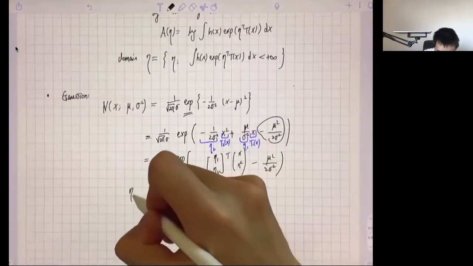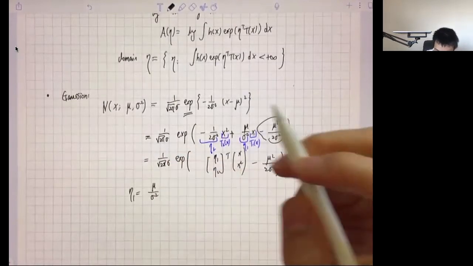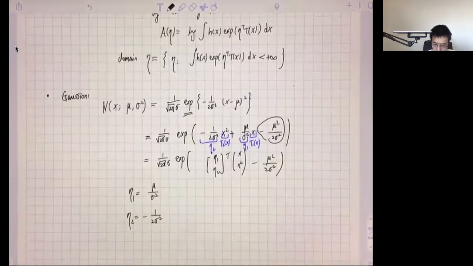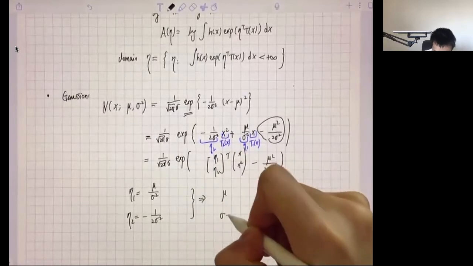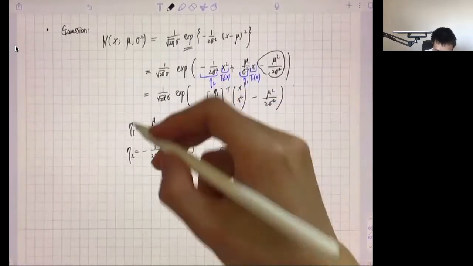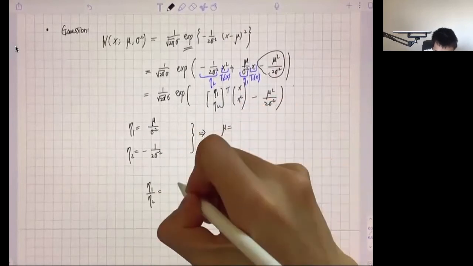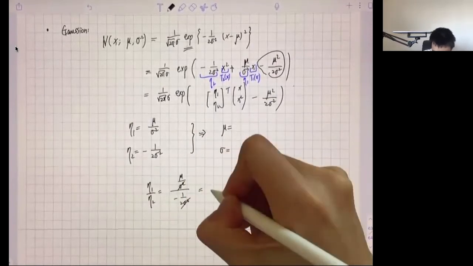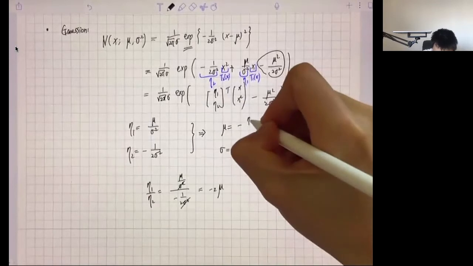So eta 1 is actually mu divided by sigma square. Eta 2 is actually 1 over 2 sigma square. So based on this, I can compute mu and sigma. I just divide the two terms, eta 1 and eta 2. Eta 1 is mu divided by sigma square. I'd rather do it slowly, otherwise I make an error. So mu is minus eta 1 divided by 2 eta 2.